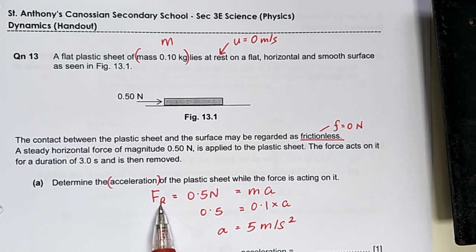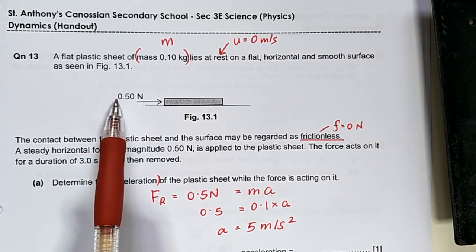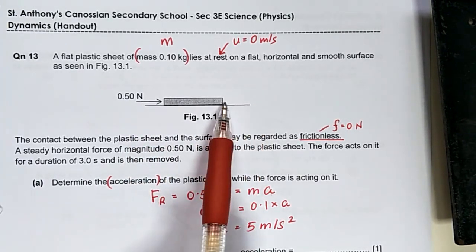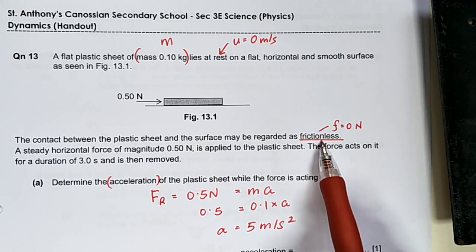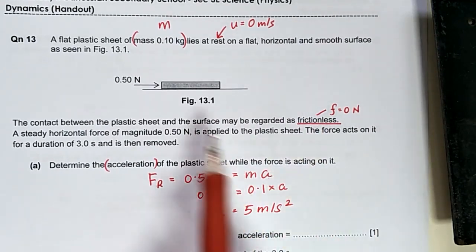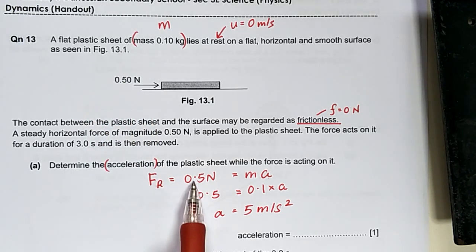So what is the resultant force? You can see that a force of 0.5 newtons is acting on it. Is there any force that's acting in the opposite direction? Nope, because the question says it is frictionless. So that means the only force that's acting on it is this one. So since there's only one force acting on it, 0.5 is the resultant force.